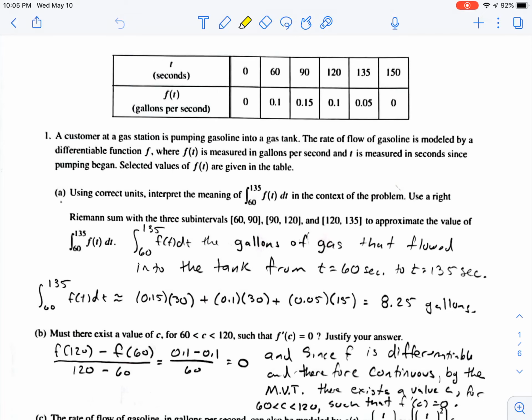Hey y'all, I'm here with the 2023 AB Calculus FRQs. I'm about to do all 6 of them. The first one is some sort of rate question with a table.